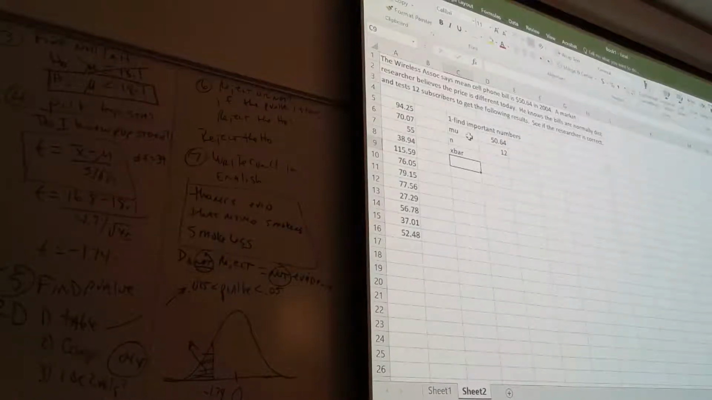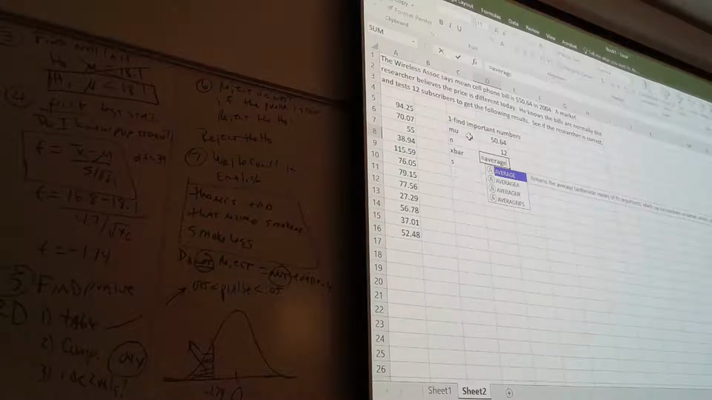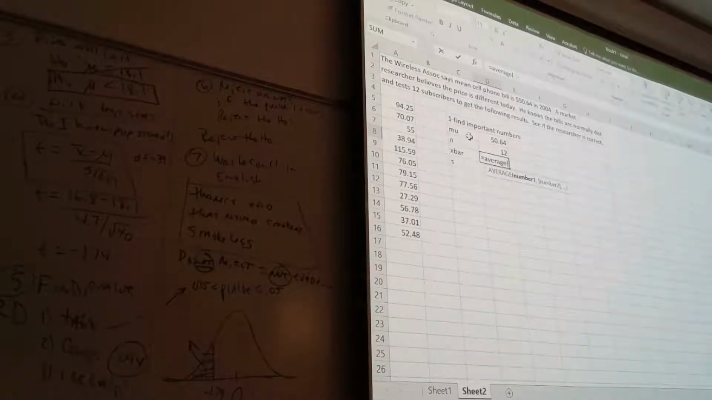What'd you say? The standard deviation of the sample, which we represent with the letter S. Okay? How do I find X bar and S? Equal average. Equals average, and then you say this.